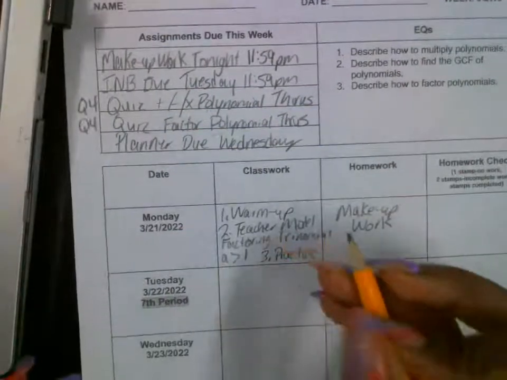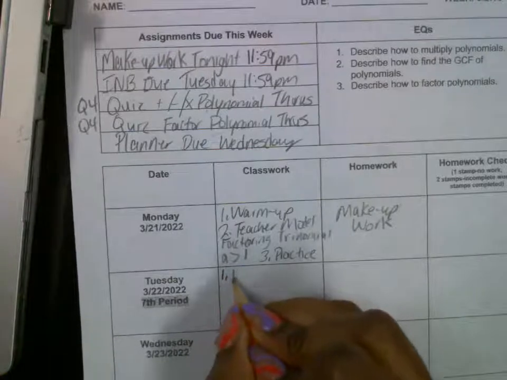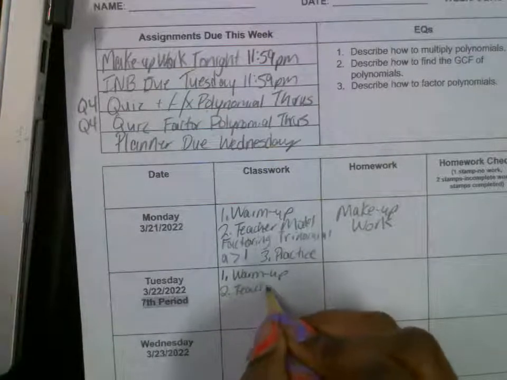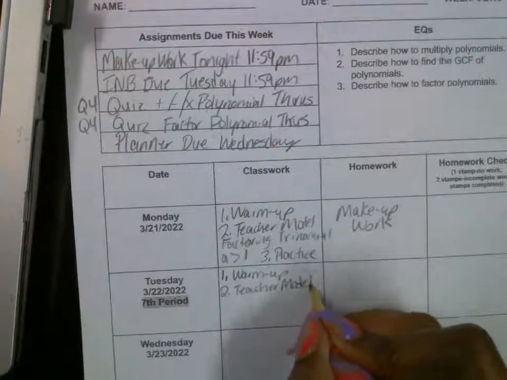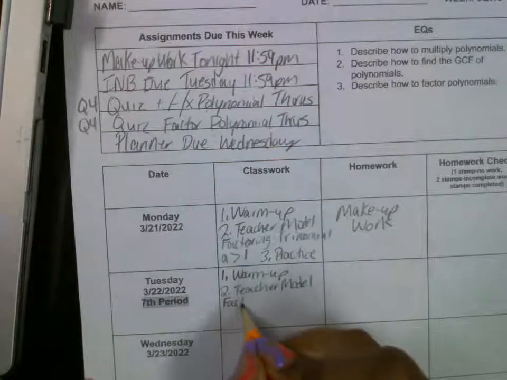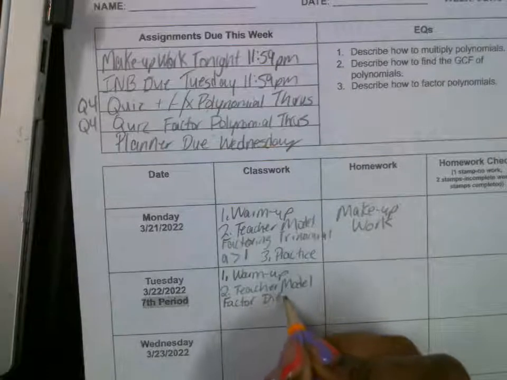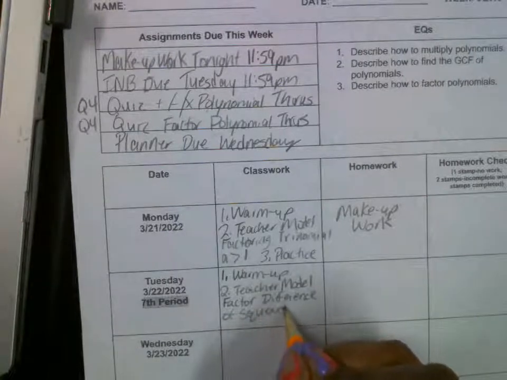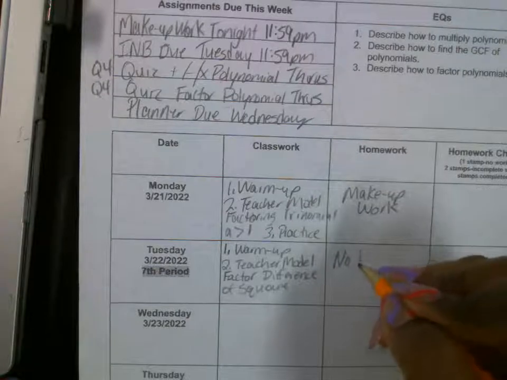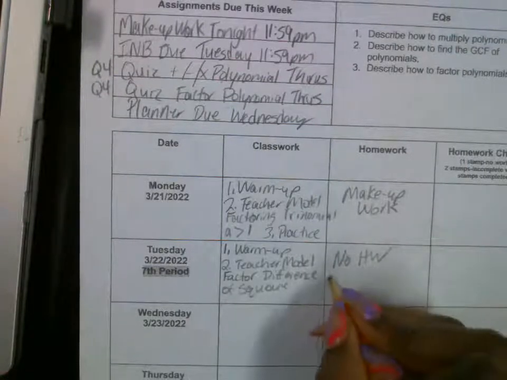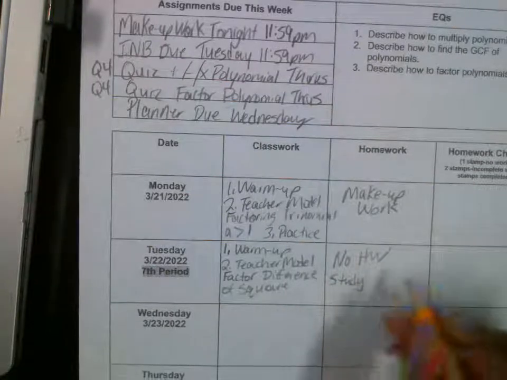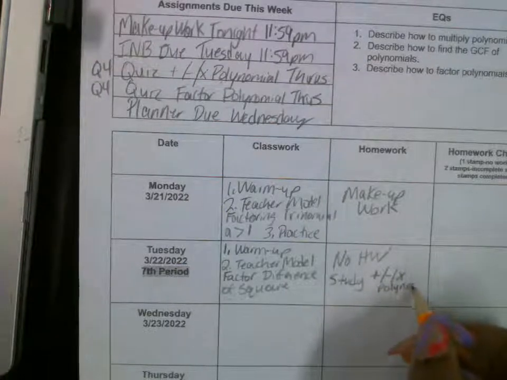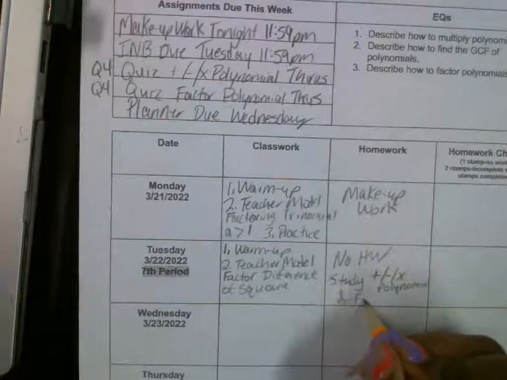Okay, so first things first, it is Tuesday. We're going to go over the warm up. Today, I'm going to model for you. We're still doing factoring. We're going to factor difference of squares today. And remember, there is no homework. Please make sure, however, that you study adding, subtracting, multiplying polynomials, as well as factoring.